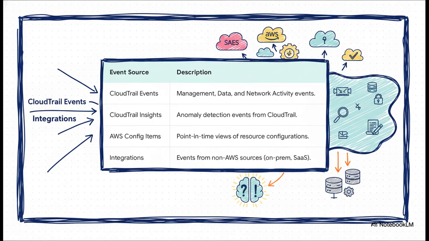And this table perfectly illustrates just how powerful this is. You're not just collecting standard CloudTrail events. You can pull in CloudTrail Insights to spot anomalies, grab configuration snapshots from AWS Config, and, this is a huge one, you can even ingest events from your on-premise servers or other SaaS applications.